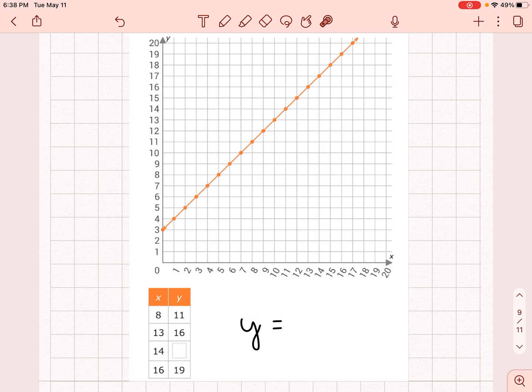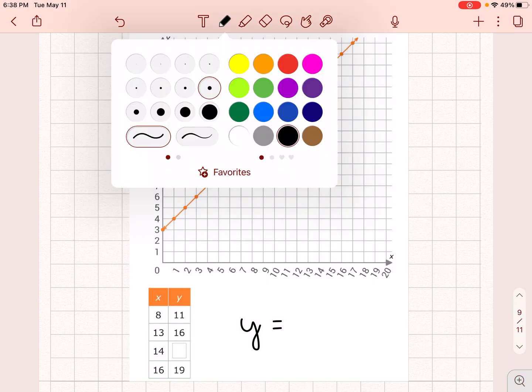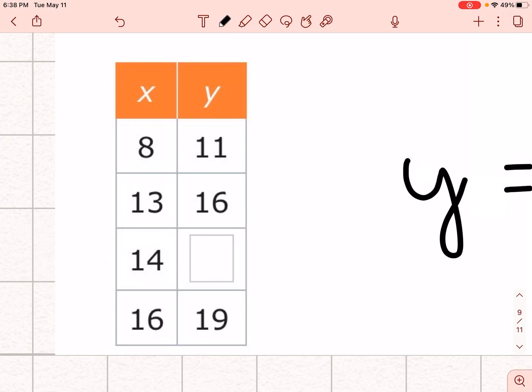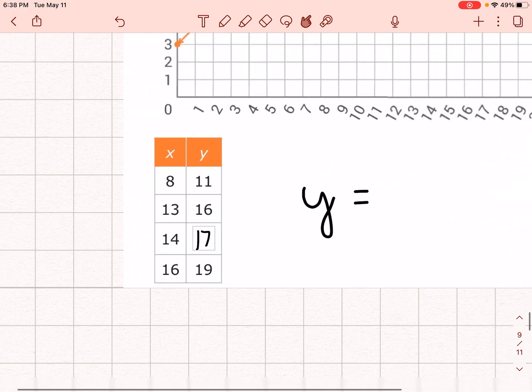the y value is at that point. So we're going to go over to 14 on the x-axis, and then up, up, up, and just see where we end up. So here we see it's 17. The value there is 17. So let's go ahead and zoom in there. And that's our value, 17. And now we've completed our table.